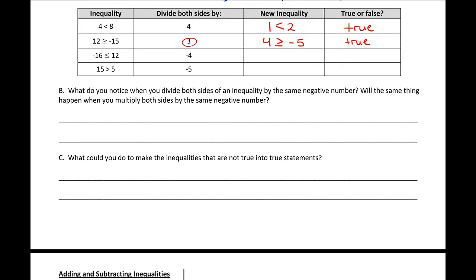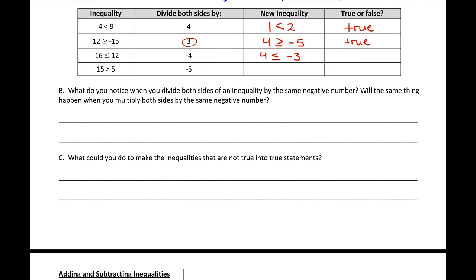And for a third one, I want to divide negative 4 into negative 16 and 12. And so my new inequality here is negative 16 divided by negative 4 is positive 4, is less than or equal to 12 divided by negative 4, which is going to be negative 3. And so that's going to be, wait just a second, 4 is not less than or equal to negative 3.